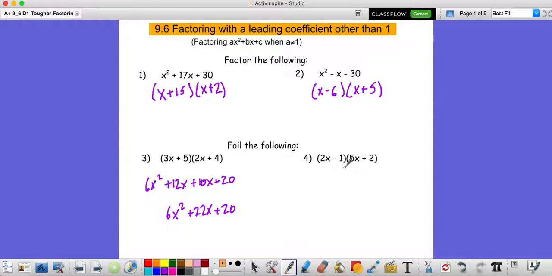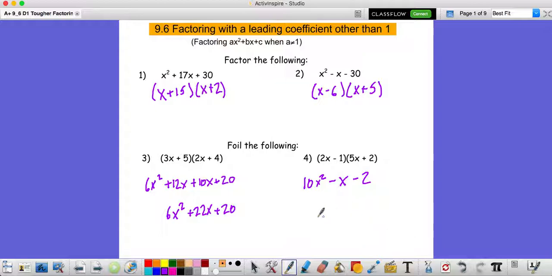And then we'll do this one. I'm going to combine the middle terms right away because I feel like we're probably at that point right now. So 2x times 5x is 10x squared. If we go outside, 2x times 2 is 4x. Negative 1 times 5x is negative 5x. So 4x minus 5x is negative x. And then negative 1 plus 2 is negative 2.